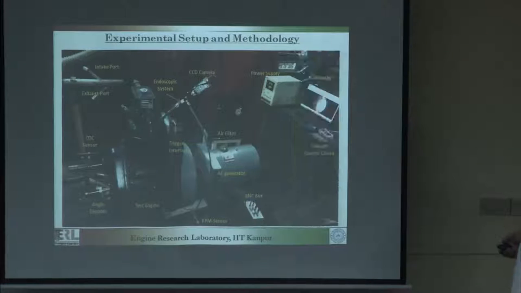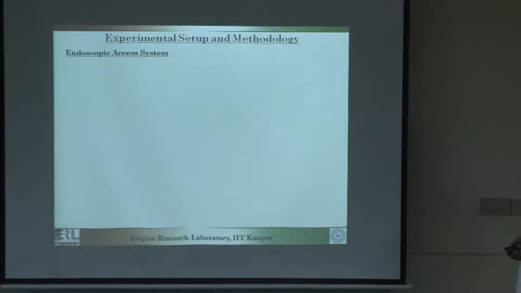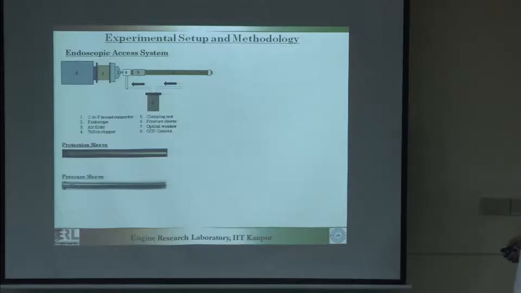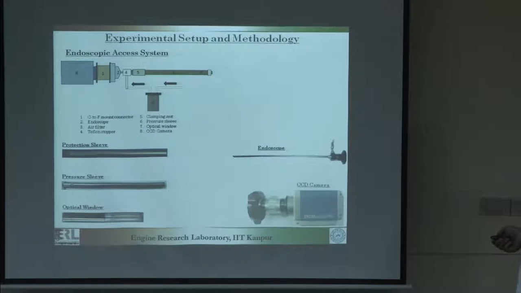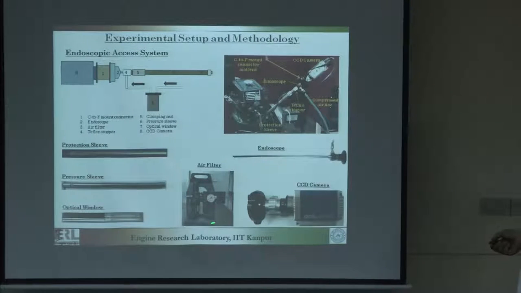So this was the schematic that we made for our investigations, and we made the endoscopic access system. Somebody wanted to ask how we do it. There is a protection sleeve, there is a pressure sleeve, there is an optical window. You can see this is made of stainless steel, this is the quartz part, and at the bottom it is rounded off. This is the endoscope, this is the CCD camera, and this is the air filter to supply the pressurized air. And this is fairly complex actually. I think in India only we have done endoscopy, no industry has done it so far.